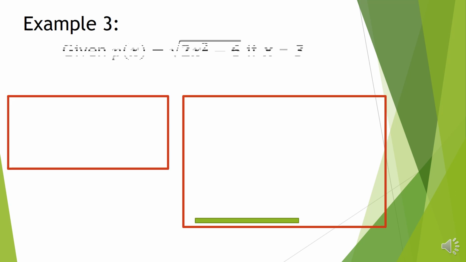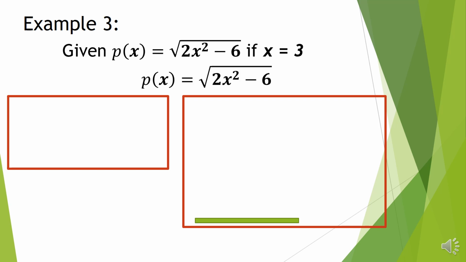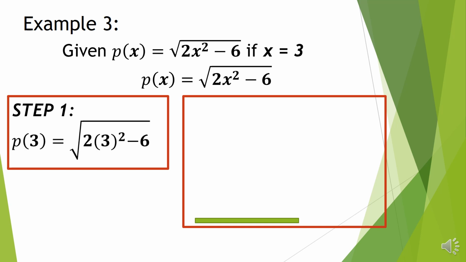Example number 3. Given p of x is equal to the square root of the expression 2x squared minus 6, if x is equal to positive 3. From the given function p of x, we will now replace x by positive 3. So that is our step number 1. So we have now p of 3. You have observed x replaced by 3, then x replaced by 3.